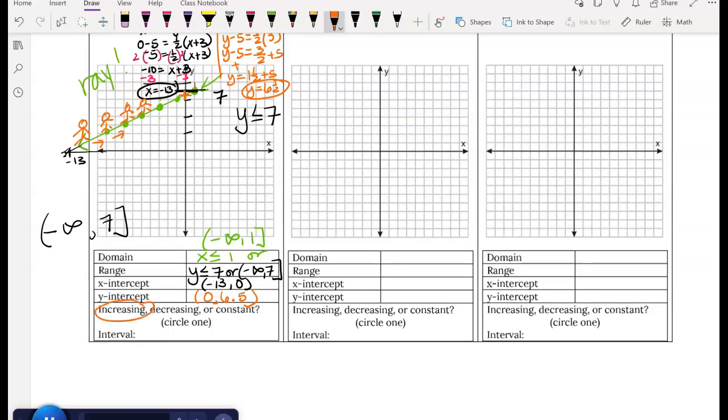So increasing, and for the interval, only use x, okay? The interval for increasing, decreasing, and constant is the same as our domain here. It's going to start somewhere over here. We call it negative infinity. And it's going to keep going up, up, up until we get to this x location, which we call 1. So it's going to be increasing from negative infinity all the way to 1.